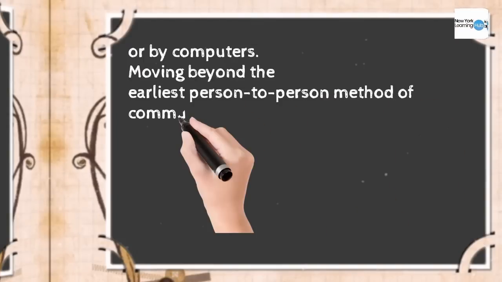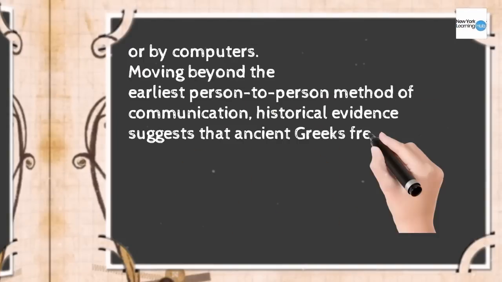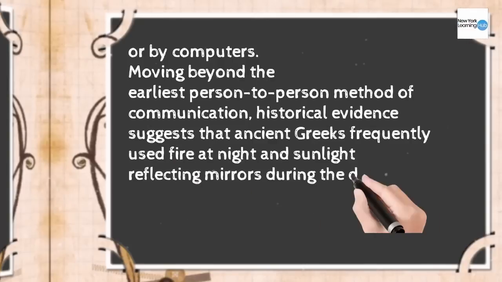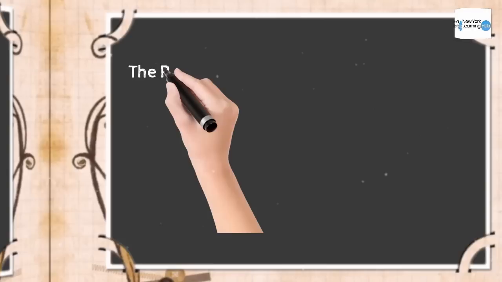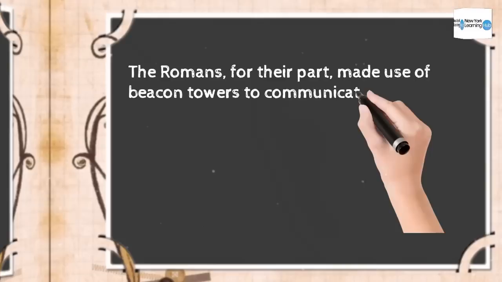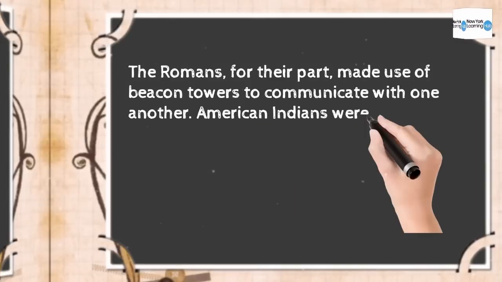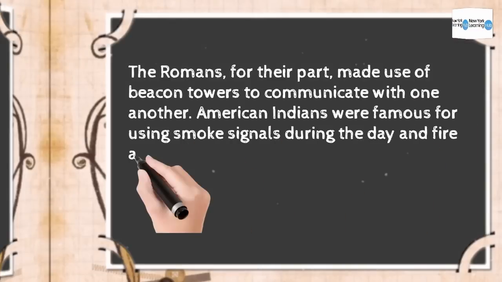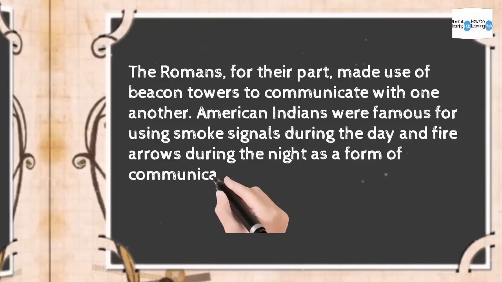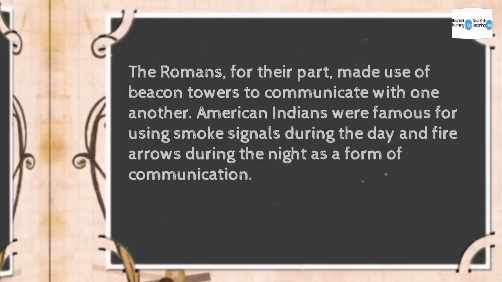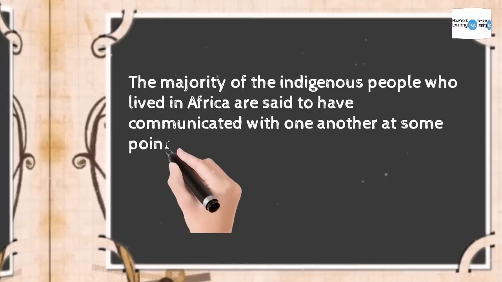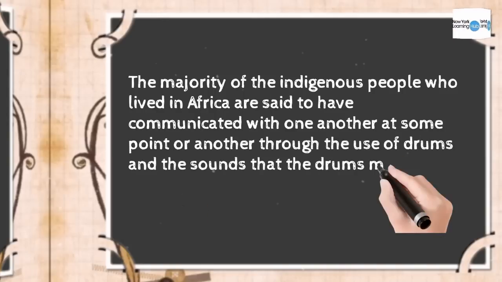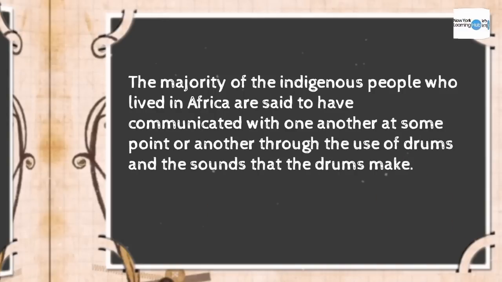Moving beyond the earliest person-to-person method of communication, historical evidence suggests that ancient Greeks frequently used fire at night and sunlight reflecting mirrors during the day to communicate with one another. The Romans, for their part, made use of beacon towers. American Indians were famous for using smoke signals during the day and fire arrows during the night. The majority of the indigenous people who lived in Africa are said to have communicated with one another at some point through the use of drums and the sounds that the drums make.